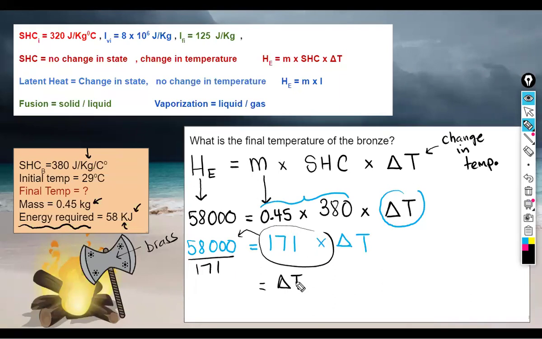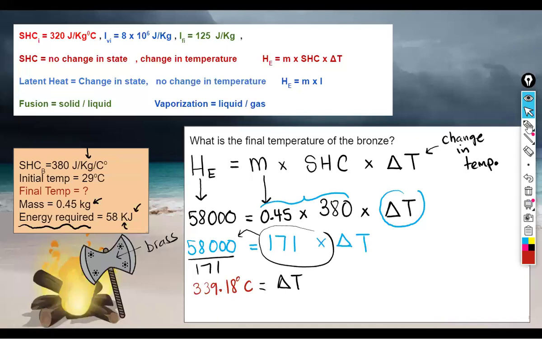58,000 divided by 171. Did anybody get this? Let me use a different color here. 339.18 degrees Celsius. That looking correct there, right? I double checked it on my calculator. It seems correct. But is that the final answer you want to give to the examiner? Think about it. Is that the final answer?